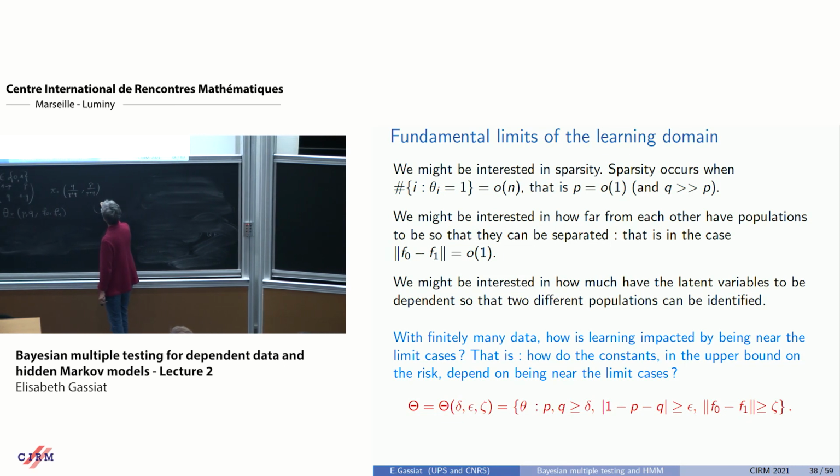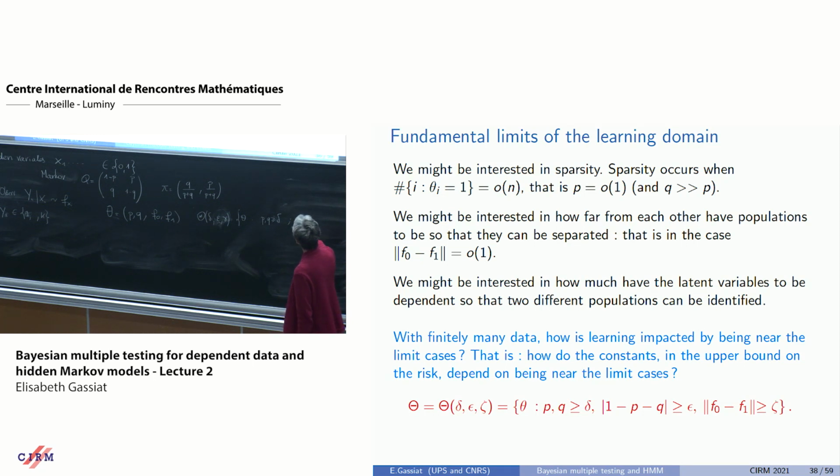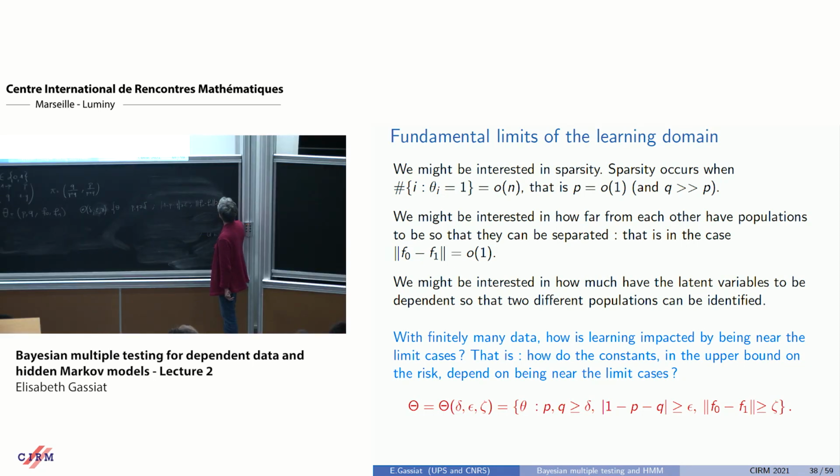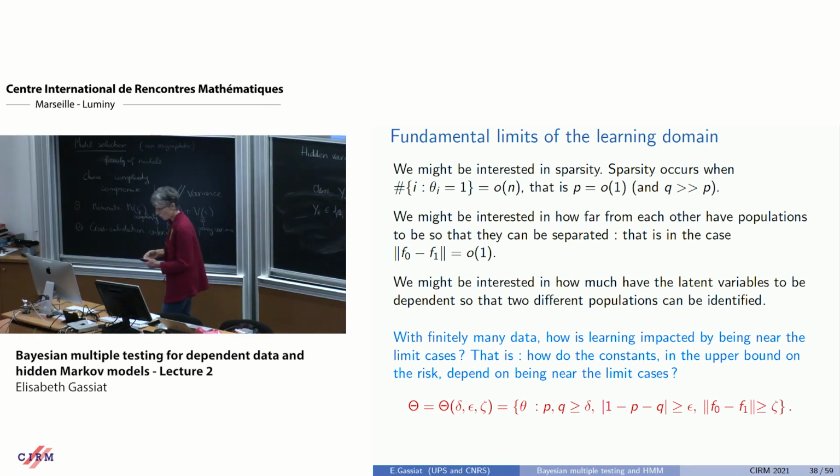So here there are three things I will handle together. The distance to sparsity will be named delta, which is positive. The distance to independence is about the determinant of Q and will be named epsilon. And the distance between populations will be named zeta. And I'd like to understand what happens if you approach the frontier, with delta, epsilon, zeta going to 0 as n grows, for instance.